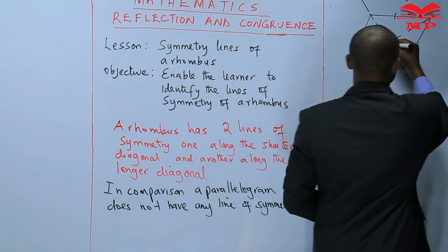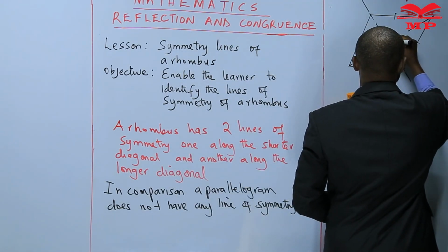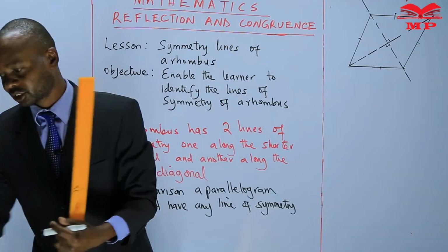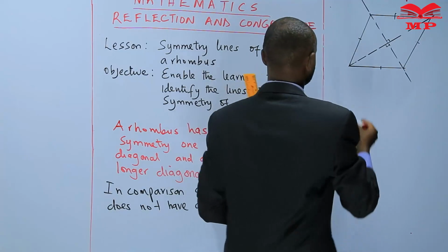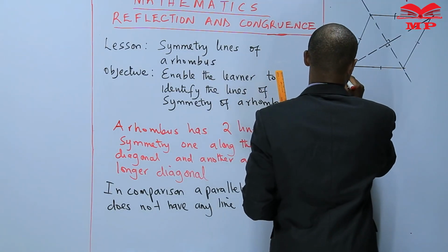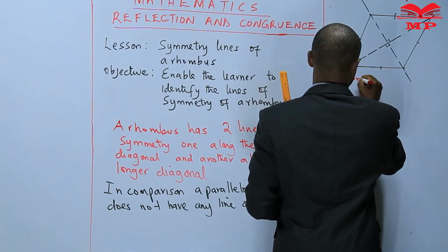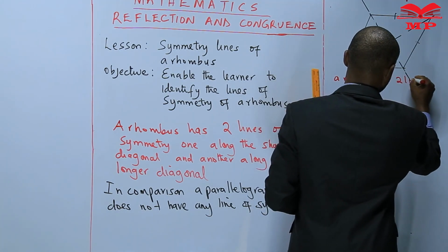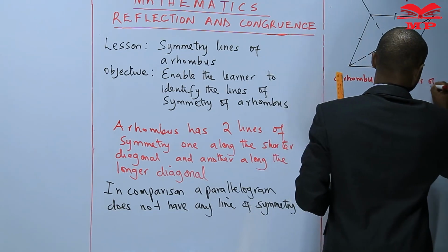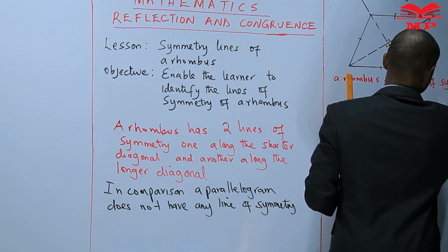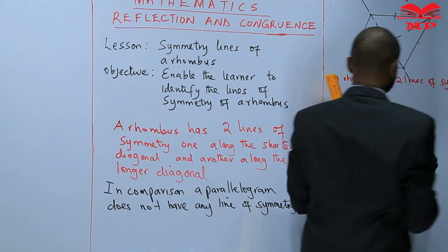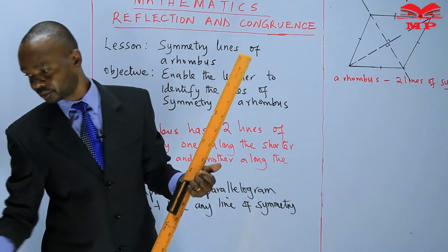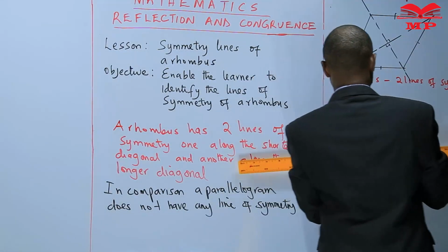The lines of symmetry, or the diagonals, always meet for a rhombus at 90 degrees. So we say a rhombus has two lines of symmetry. You can also draw the parallelogram, its sister quadrilateral.